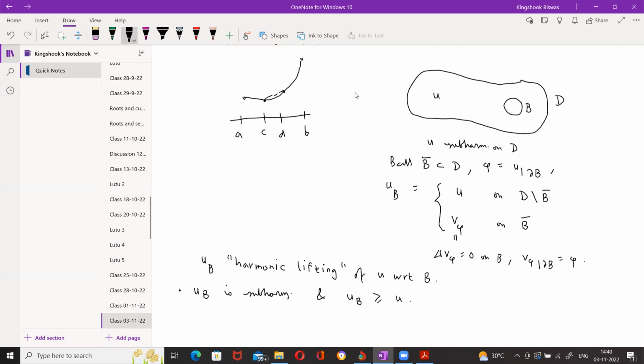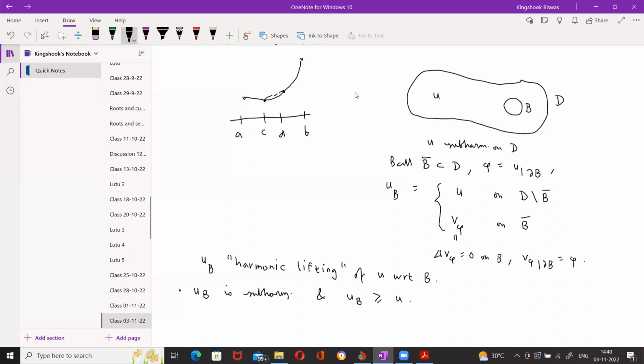Sir, how do you transfer from that subharmonic to harmonic thing in this way? Yes, so you take U to be the Perron solution. It's the supremum, right? Now you look at this harmonic lifting U sub B. By construction this is greater than or equal to U, because outside the ball it is equal to U, and inside the ball it has the same boundary values as U.